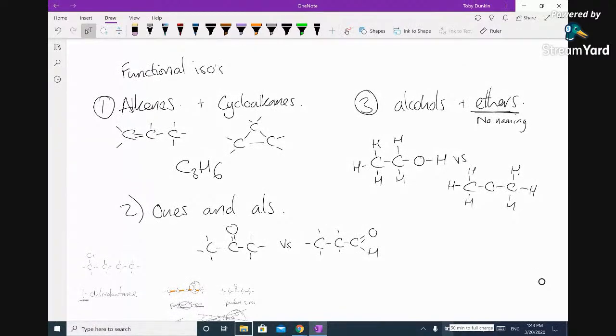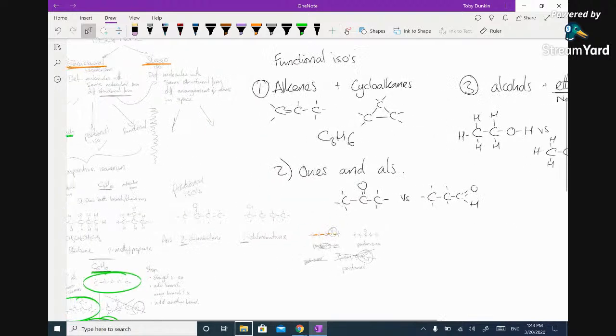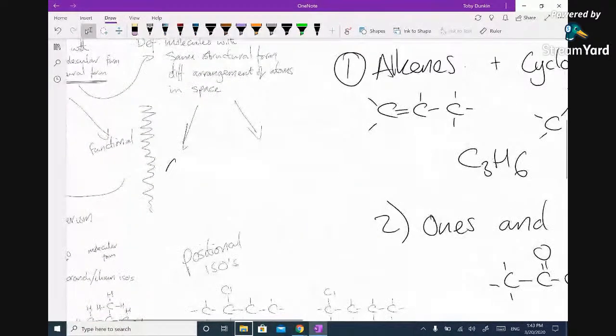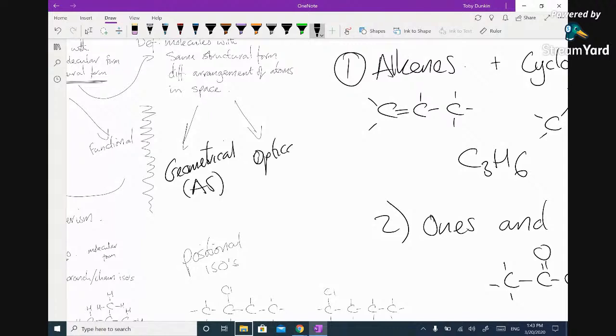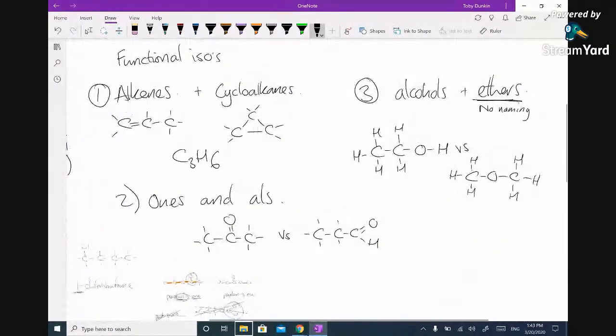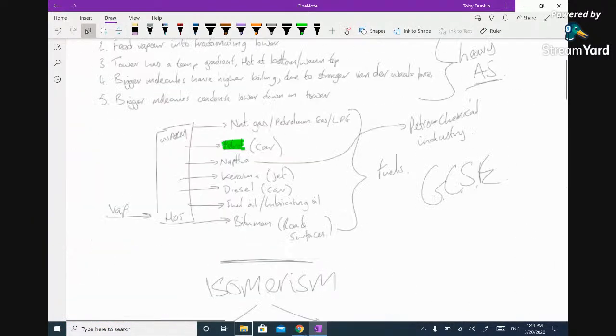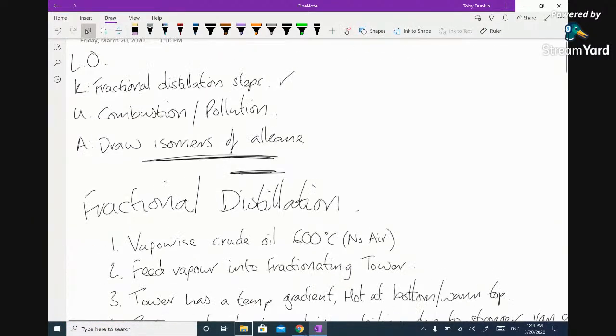Okay. So now that we've covered functional, I'm actually not going to cover stereo today. Stereo is split up into geometrical, which is AS chemistry, and optical is A2. So don't worry about optical just yet. But you do need geometrical, and I'll cover it in alkenes later on in a webinar. Okay, so going back to my learning objectives, I'm drawing isomers of alkanes. We've covered that. We've also covered general isomerism.